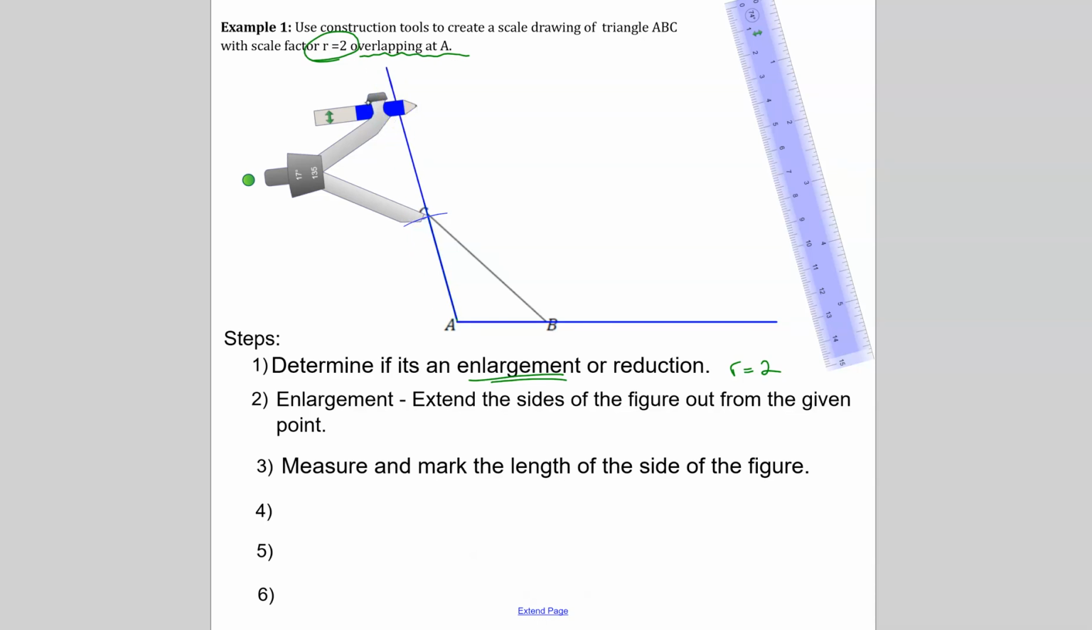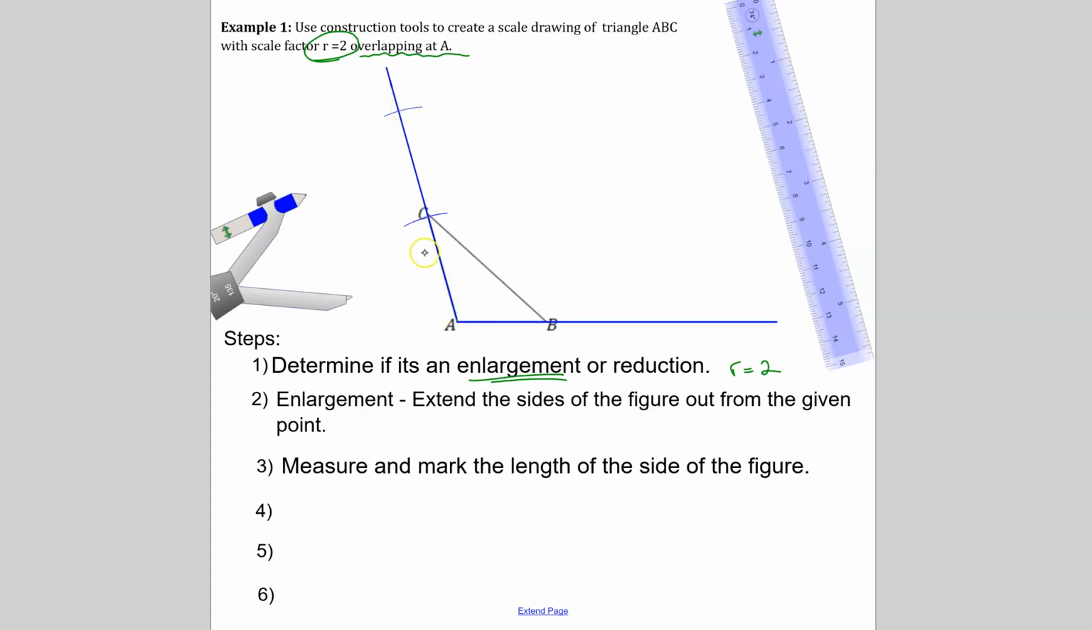I'm going to take my, why does that keep doing that? All right, there we go. I'm going to take my compass. I'm now going to rotate it and just make an arc that intersects the line segment that we've already drawn. So again, this now represents a double the size.